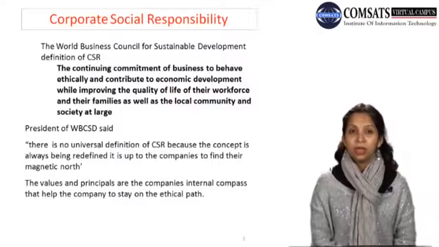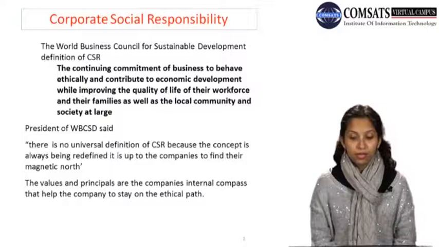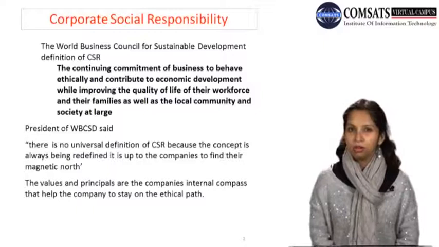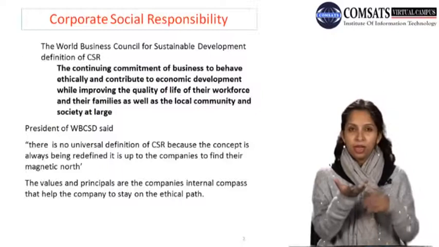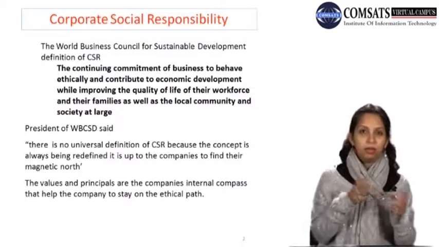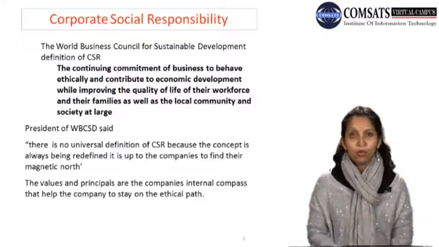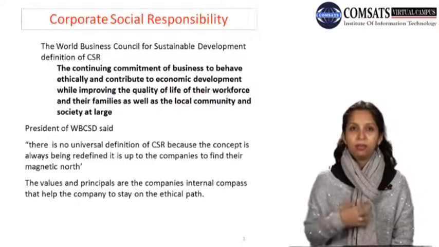That's why he said that there is no universal definition of CSR, because the concept is always being redefined. It is up to the companies to find their magnetic north. Now, why has he talked about the magnetic north? Because if you have a magnetic compass, wherever you point that compass, the arrow is always going to point towards the north. And that is what is meant: whatever the corporation is, be it big, be it small, be it local, multinational or international, with one branch or multiple branches, formed in one city, that corporation has to understand, think about and implement its own CSR activities.